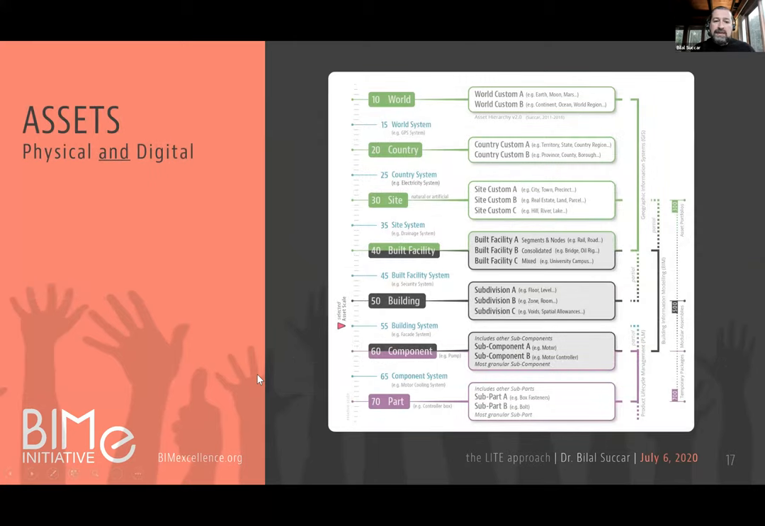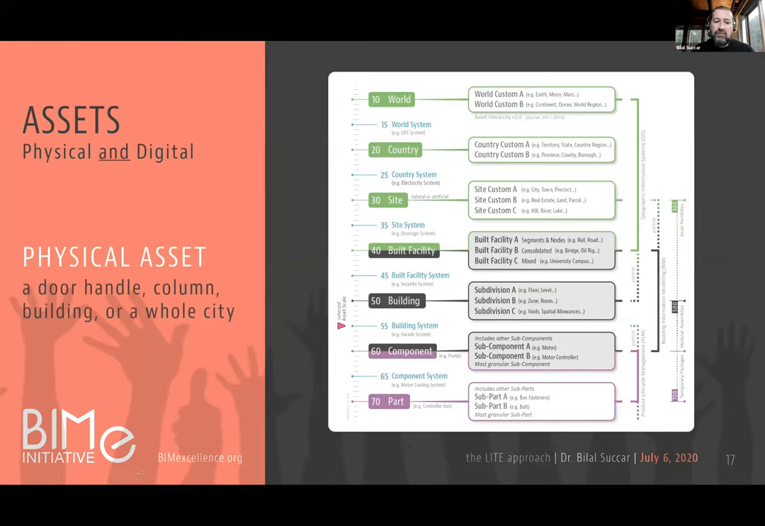Now, when we're discussing assets in the LITE framework, it does not really differentiate in a hard sense between physical and digital. This is something very important in the LITE framework, and it separates it from other frameworks. For example, the physical asset could be a door, a handle, a column, a pump, it could be anything.